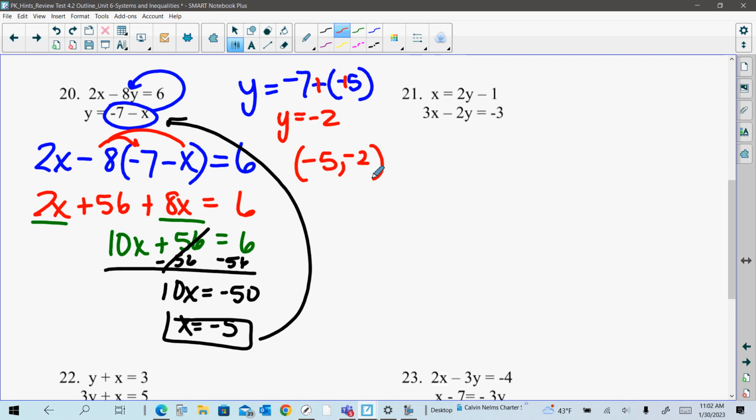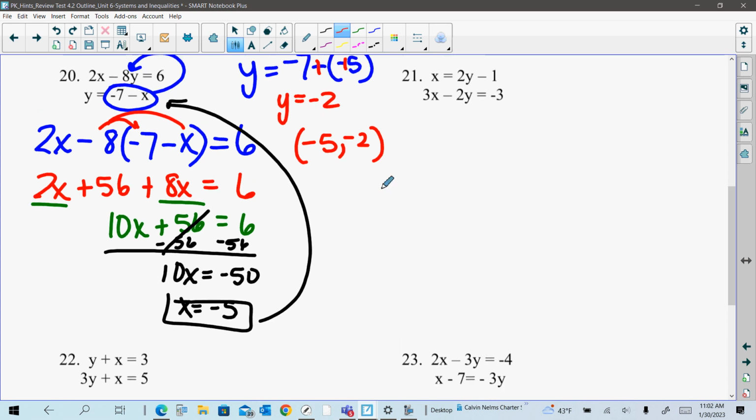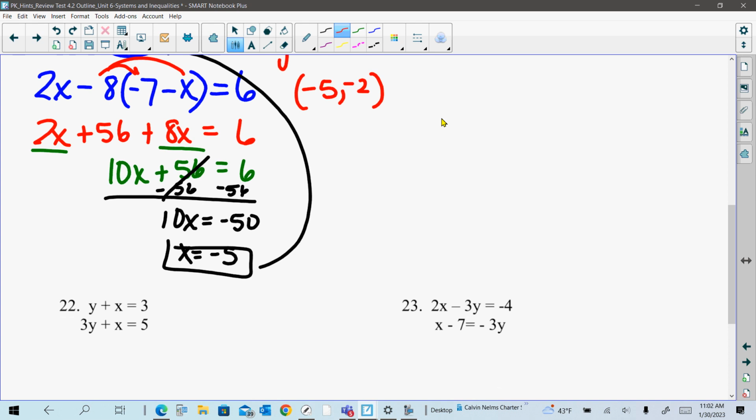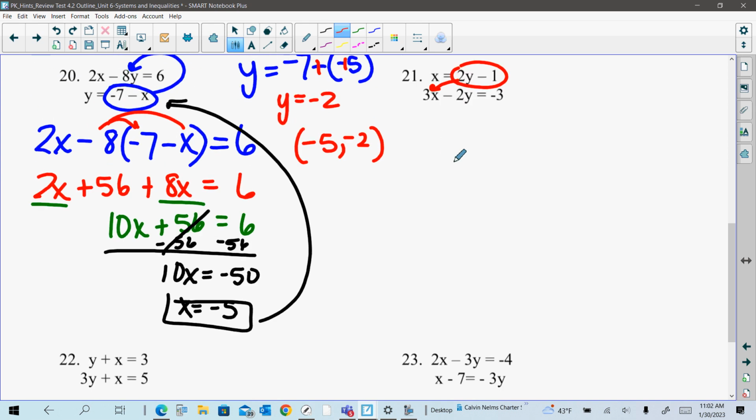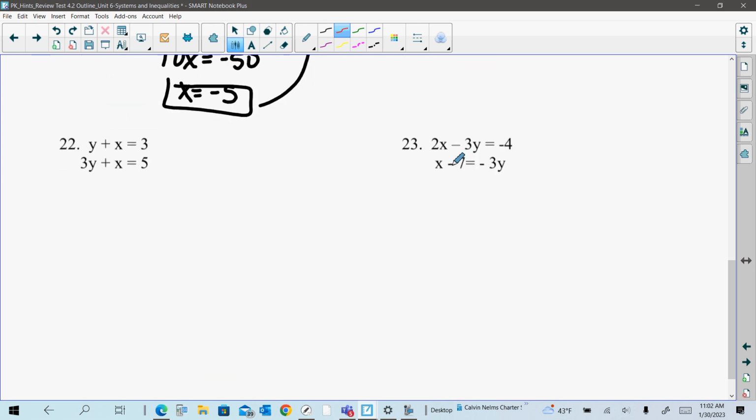On 21, you should be substituting for the x. On 23, you could do elimination, but because they said substitution, I would maybe change the first one to solve for y.